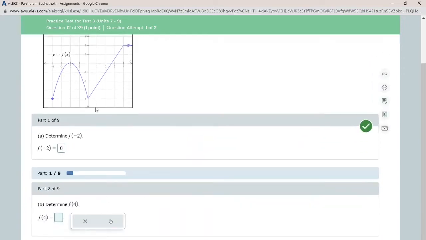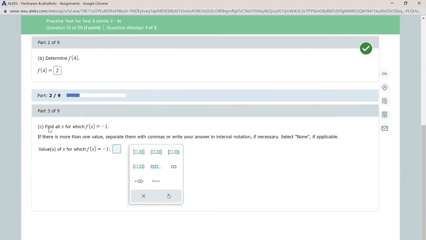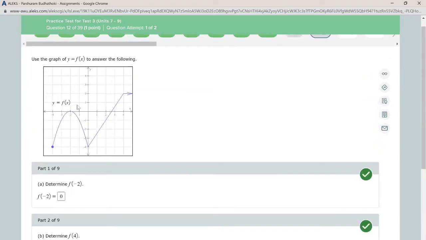What is the y value of the function on this graph when x value is 4? So x value is 4, that means the y value can be found by going here, which is 2. So that's 2. Next, find all x for which the function is negative 1. So go back here, find the curve where the value is negative 1. At this point the value of the graph is negative 2 and the value of x is 2.